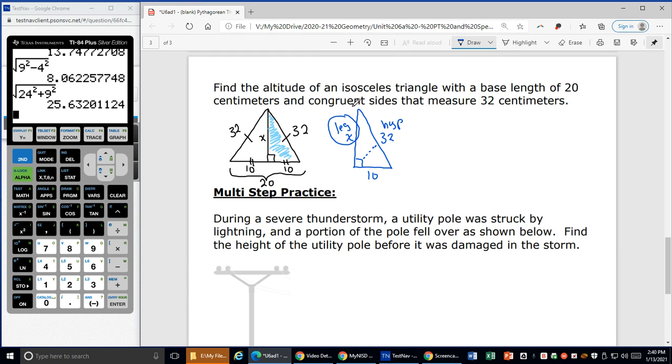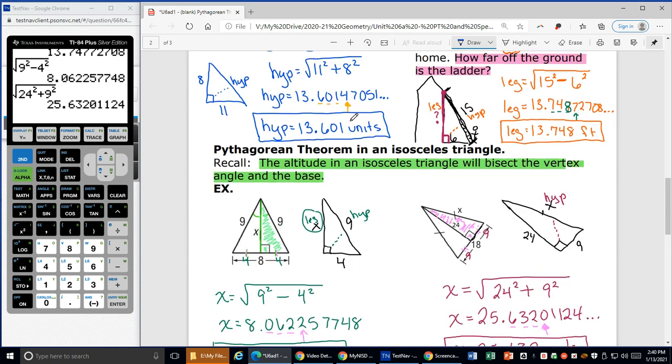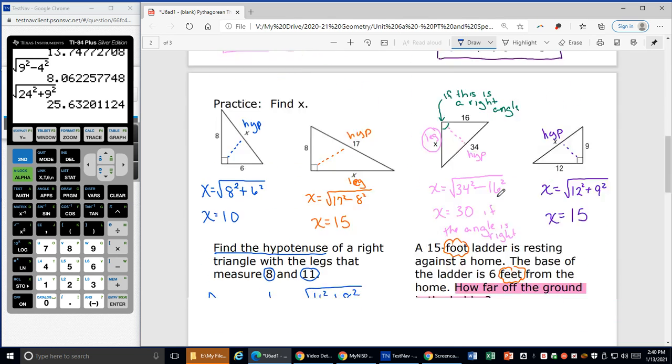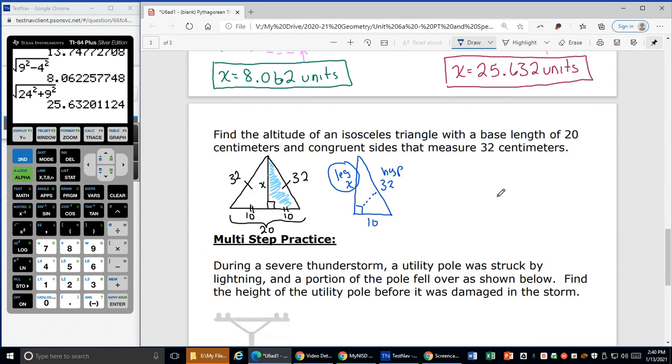And if I forgot which formula that is, I can always just scroll back up in my notes and say, okay, if I'm looking for a leg, I know that means I'm going to subtract, and I'm always going to put the bigger number in first. So I'm looking for a leg, which means I'm going to subtract in my square root. Okay, so x is going to equal, I'm going to subtract. My two numbers, 10 and 32, the bigger one's going to go in first, squared, and then the 10 squared.